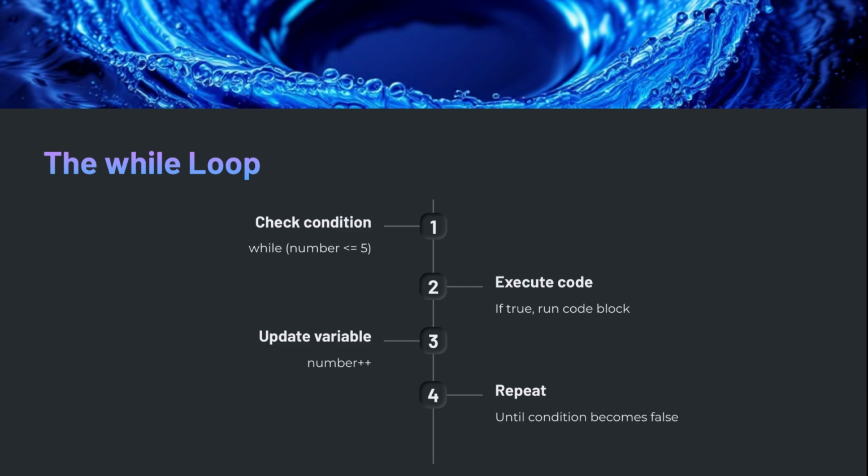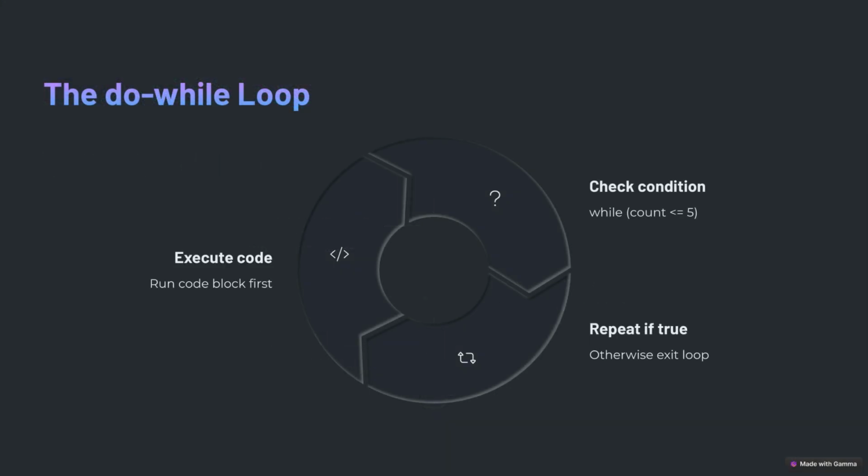A do-while loop is similar to a while loop, but it always runs at least once before checking the condition. Here, even if count is already greater than 5, the loop will execute once before checking the condition. This is useful when you need to run some code at least once, such as displaying a menu before taking user input.